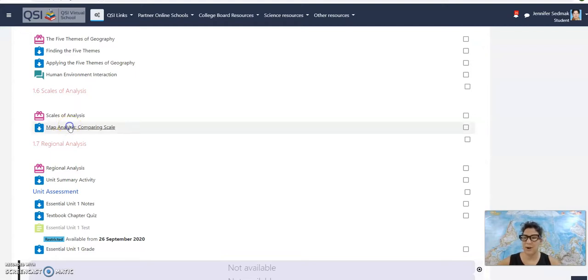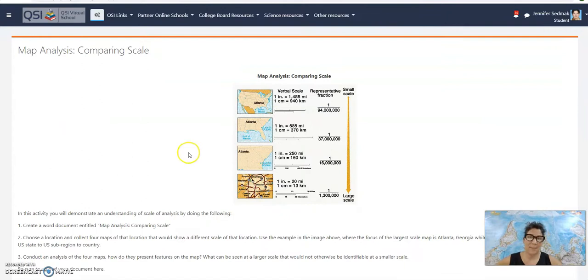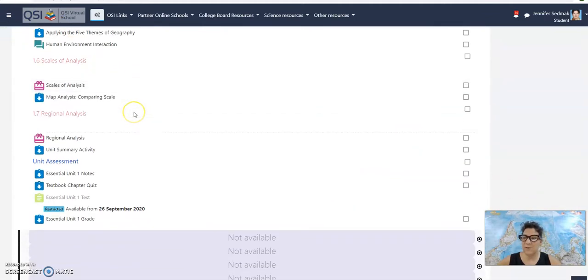If you open it, there are some examples, like there's a map right there that's a great example of the difference between something shown on a map at small scale versus large scale. So you're going to put together a collection of maps on a topic that you choose to demonstrate that you have an understanding of the difference between scale. So that should be a fun activity for you to do.